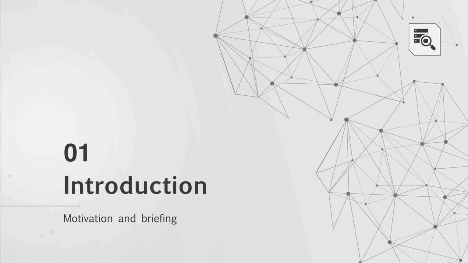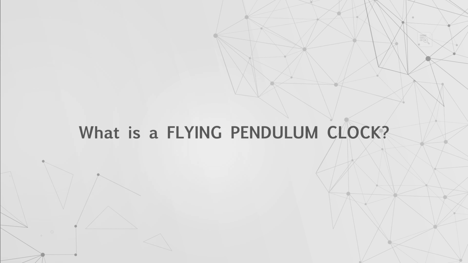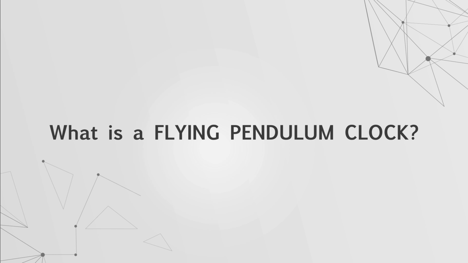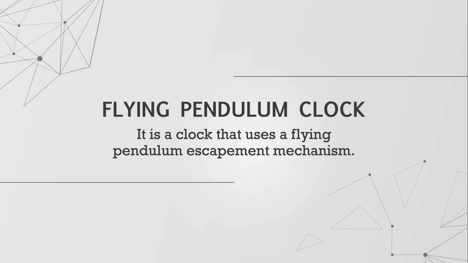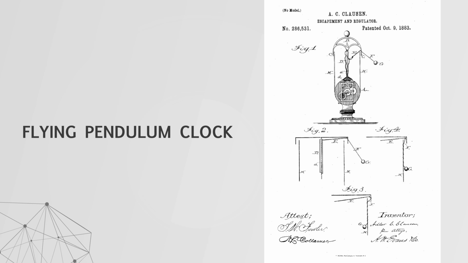Okay, let's start the first part, the introduction. The first thing we want to introduce is, what is a flying pendulum? A flying pendulum is a clock that uses a flying pendulum escapement mechanism. Maybe it's not so clear just in words. So, we found a manuscript drawing of flying pendulum clocks. It looks like the picture in the upper right corner.